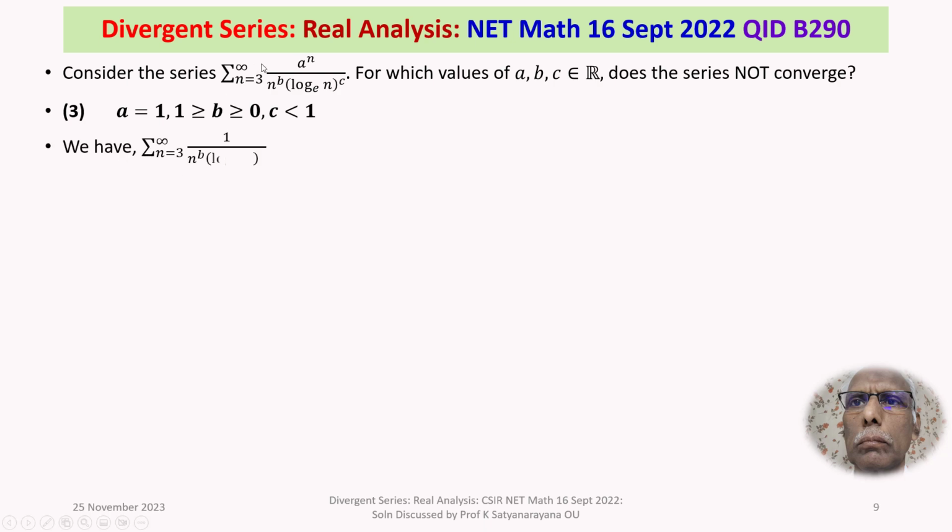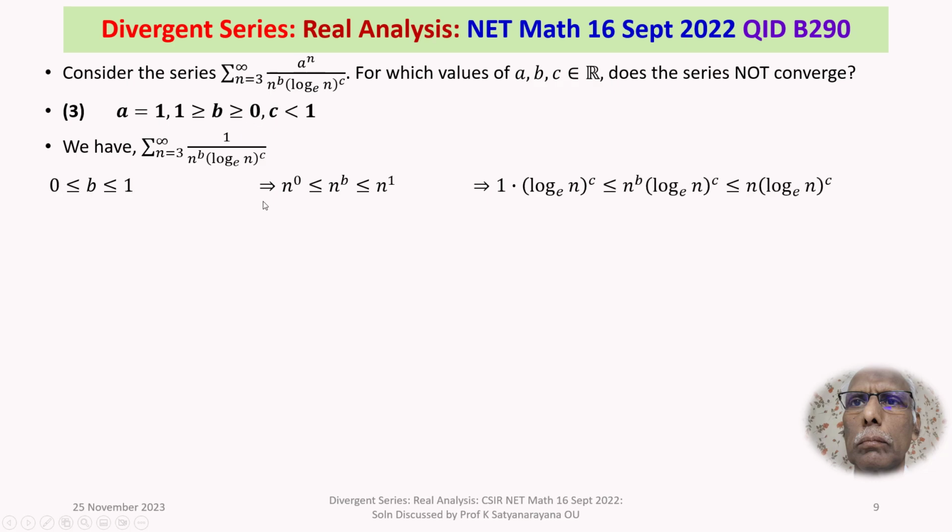So we have put a equals 1, so it is 1 by n^b (log n to the base e)^c. Now 1 greater than or equal to b greater than or equal to 0 is written as 0 less than or equal to b less than or equal to 1. Therefore n^0 is less than or equal to n^b is less than or equal to n^1, correct? Multiply throughout by (log n to the base e)^c, which is positive, therefore it will maintain the inequality, so you will get this one.